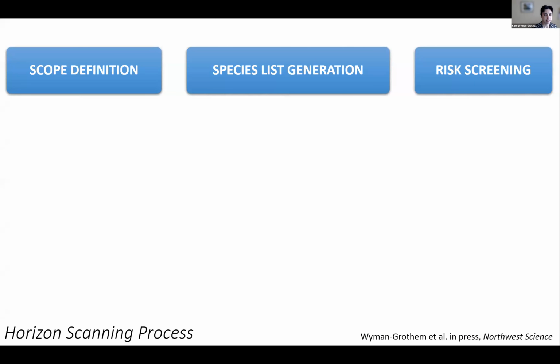Our regional horizon scans all follow a similar 3-phase process. I'm going to go through the methods and then describe the results for the Pacific Northwest Horizon Scan for each phase in turn.